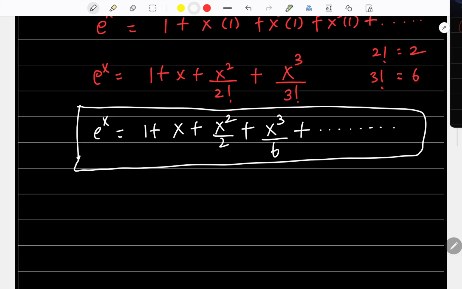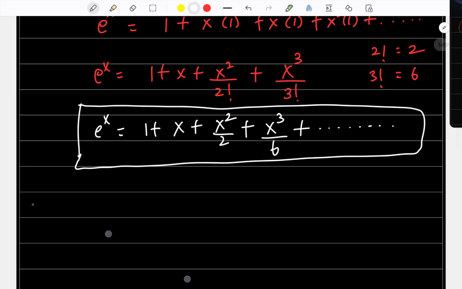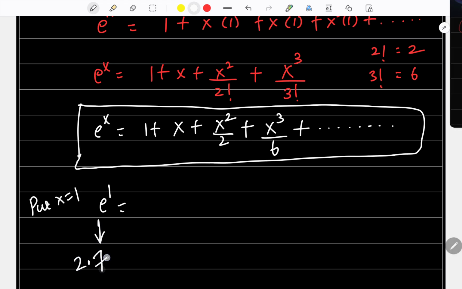Okay, teacher, what are you trying to say? I'm going to say the approximation. Take x is equal to 1, because with x we cannot predict anything. With numerical values only you can predict. So take x is equal to 1, e power 1. Take your calculator now: press alpha, e, and then power 1, which is equal to 2.71828 in the calculator.